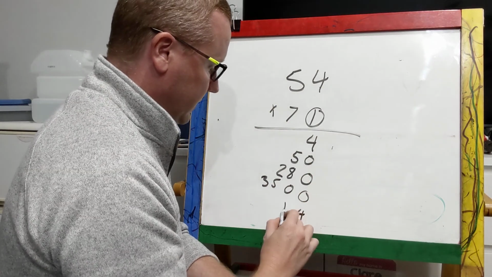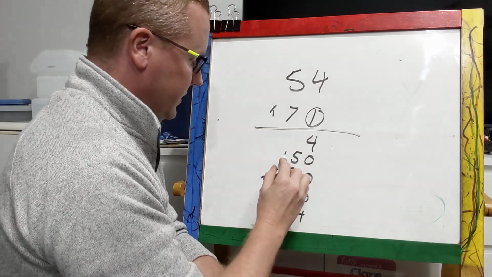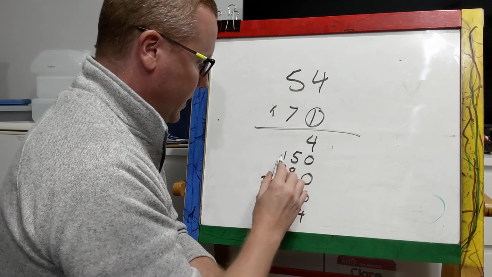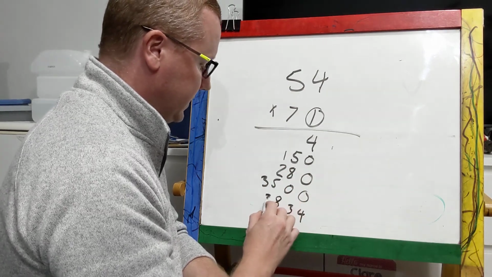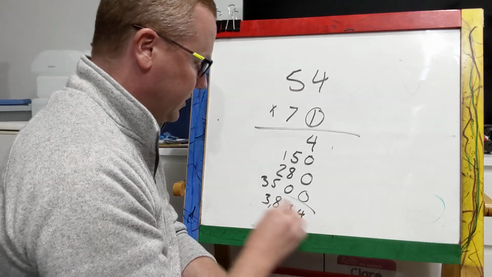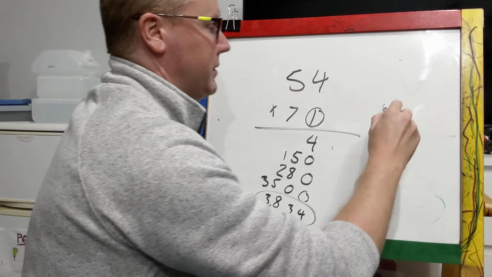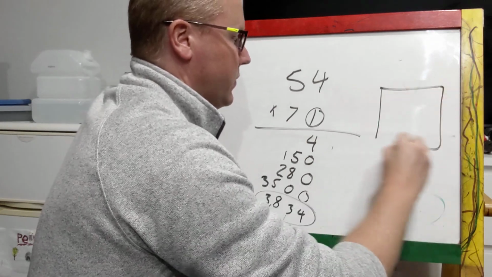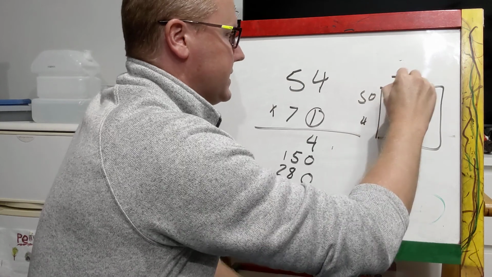4, 13, can't do that, so the 1 goes up there. Turns into 1 plus 2 is 3, plus 5 more is 8, plus 3. So you get 3,334. Now you can see those 4 different multiplication problems that you would get when you do the area model of 50 and 4 and 70 and 1.